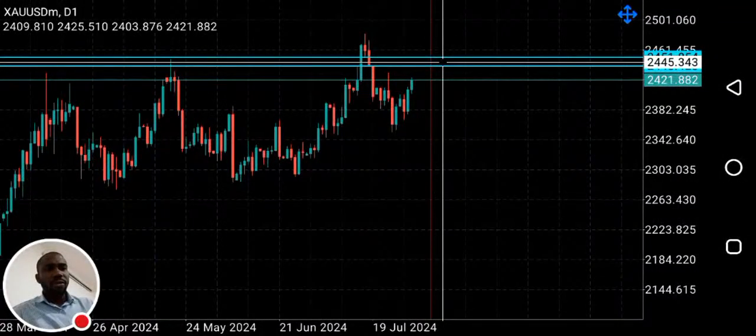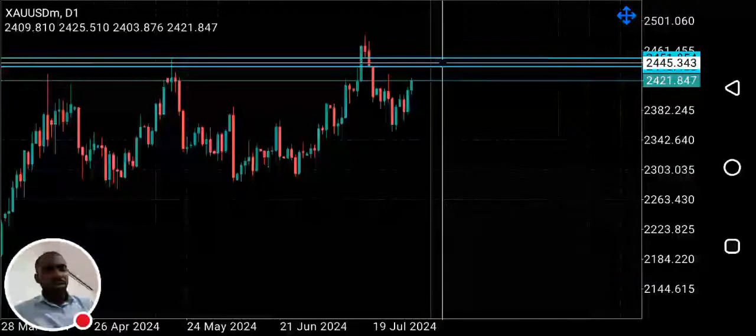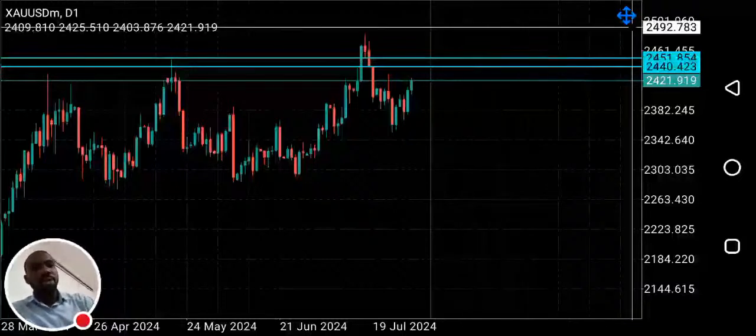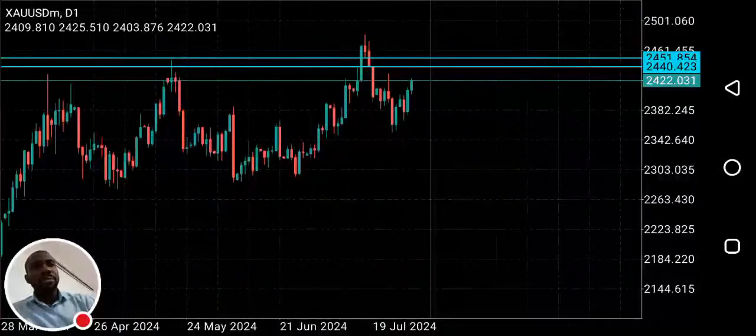Yesterday's candle engulfed Monday's candle. It closed above the high of the candle, so gold is bullish at the moment. I hope that is clear. That's my take on gold. Let's just see what's happening on the 4 hour time frame and 1 hour time frame.